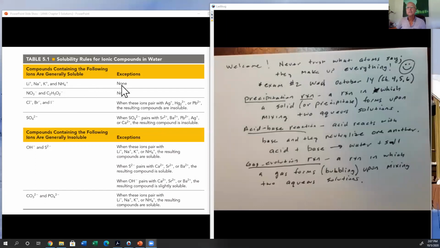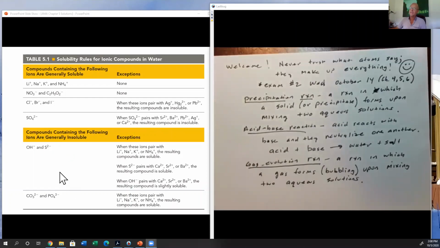Are there any exceptions? No. Any compound that contains any of these ions paired with whatever anion you choose is going to be soluble. Similarly, nitrates and acetates are always soluble. Chlorides, bromides, and iodides are again usually soluble, but there are some important exceptions here. That means a compound like silver chloride is not going to be soluble, because these are the exceptions over here. Sulfates are generally soluble, but when they pair with these ions, those compounds are not soluble.